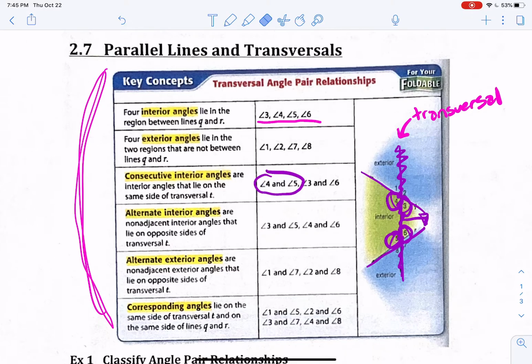Then we have alternate interior angles. We're still talking about interior, but we're talking about ones that are on opposite sides of this transversal. So a pair of angles that are on opposite sides that are on the inside would be 4 and 6. Those are on opposite sides of the transversal. So 4 and 6 is a pair, and then 3 and 5 is the other pair that's opposite each other. Those go together.